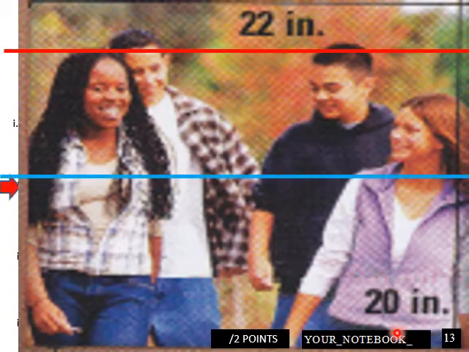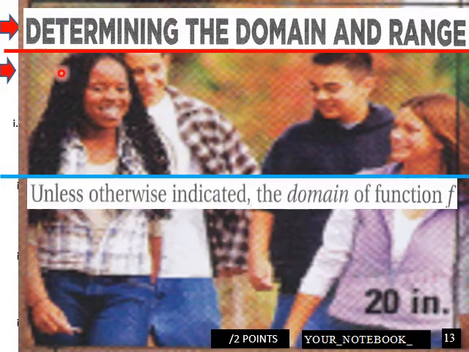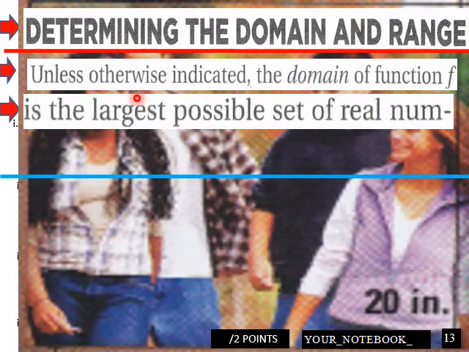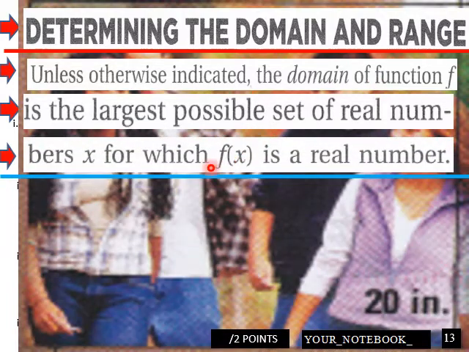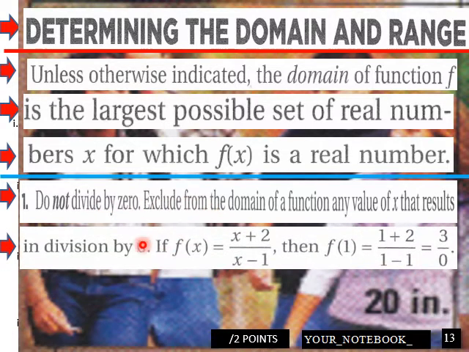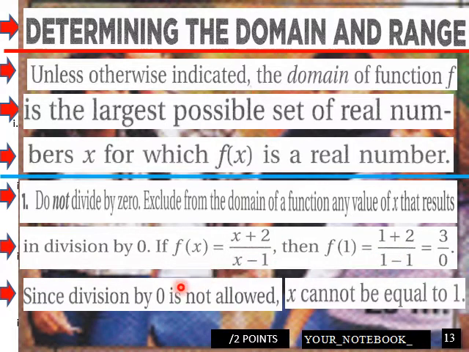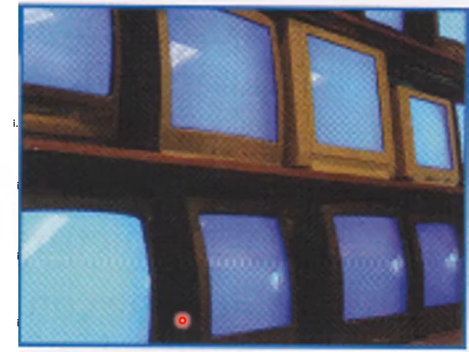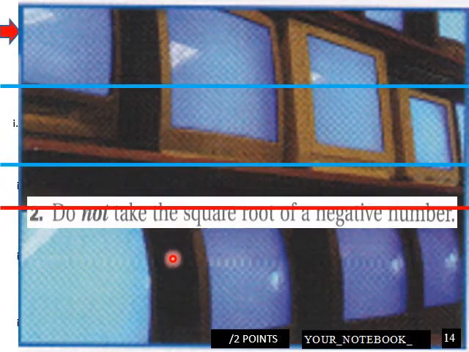Okay, notebook here. This should go in your notebook guide. Determining the domain and range, unless otherwise indicated. The domain of function f is the largest possible set of real numbers x for which f of x is a real number. Do not divide by 0. Exclude from the domain of any function the value that represents division by 0, so no zeros in the denominator. Since division is not allowed, don't even think about it.